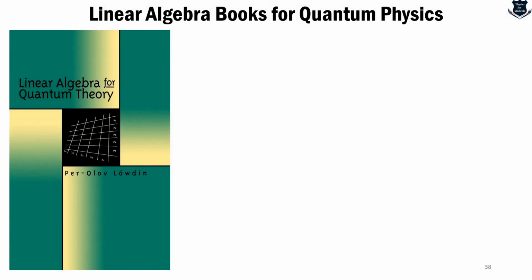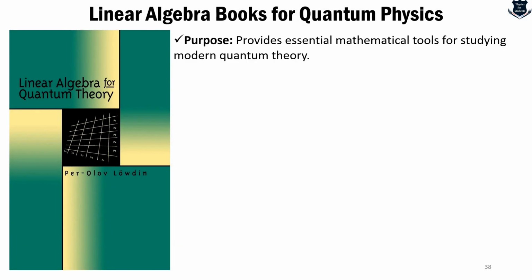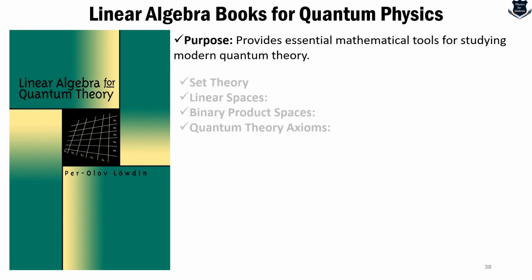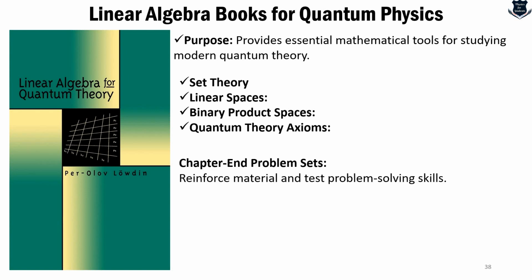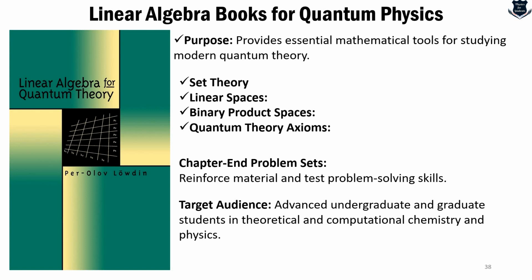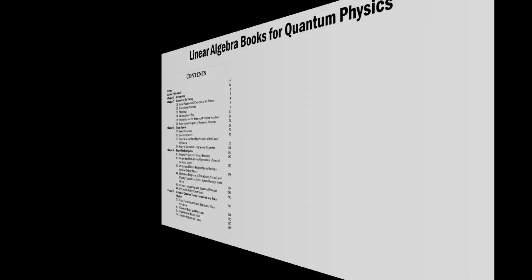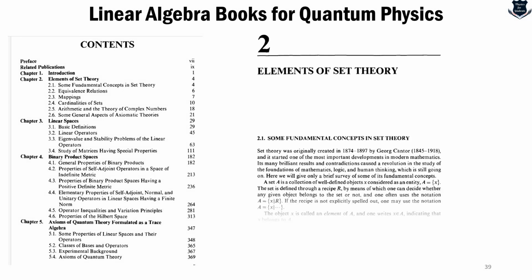Coming to quantum mechanics, for linear algebra for quantum theory, you can pick up Per-Olov Löwdin's book, whose purpose is essentially that it contains the mathematical tools. So it contains set theory, linear spaces, inner product spaces, and so on. There are a lot of chapters and problems on sets, and the target audience is advanced graduate and undergraduate students in computational chemistry and physics. But I found that book very good. Here is the content of the book.